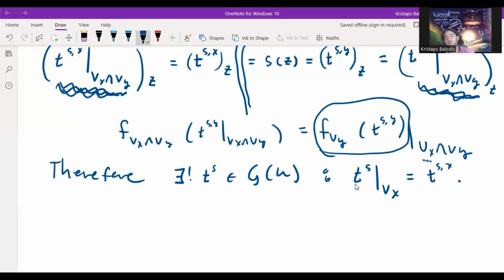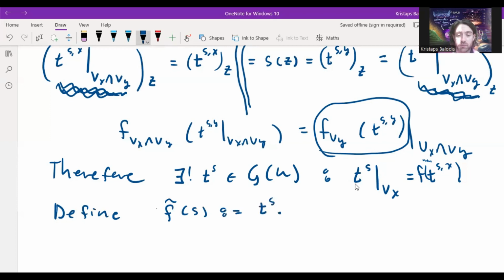Yeah. Or sorry, is equal to F of TSX. So sorry for all the confusing notation, but now finally we define F tilde of the S we started with to be T superscript S. Okay.